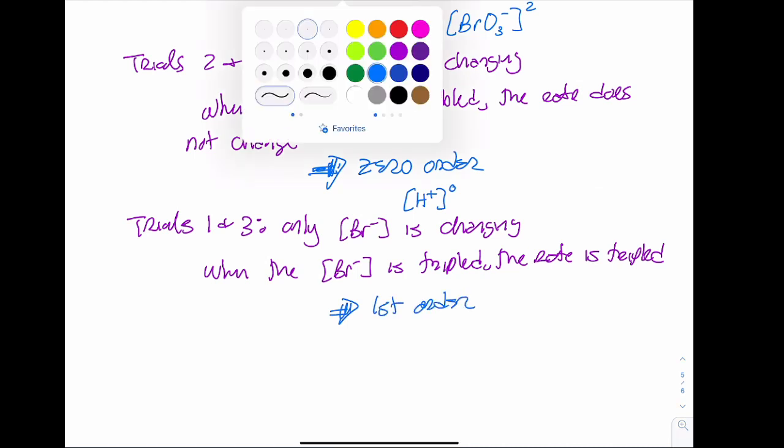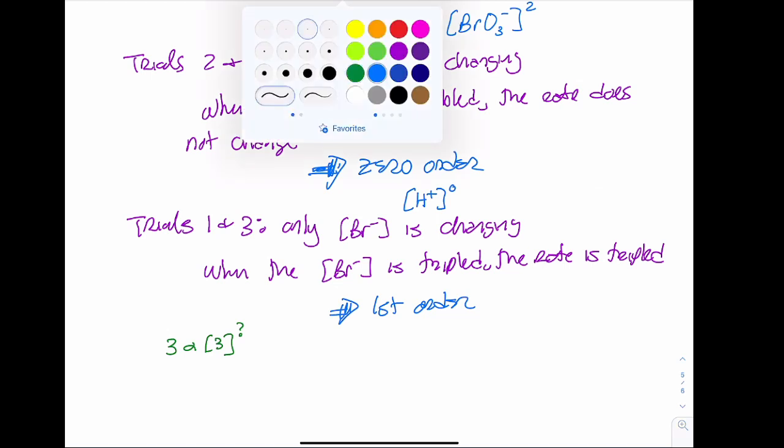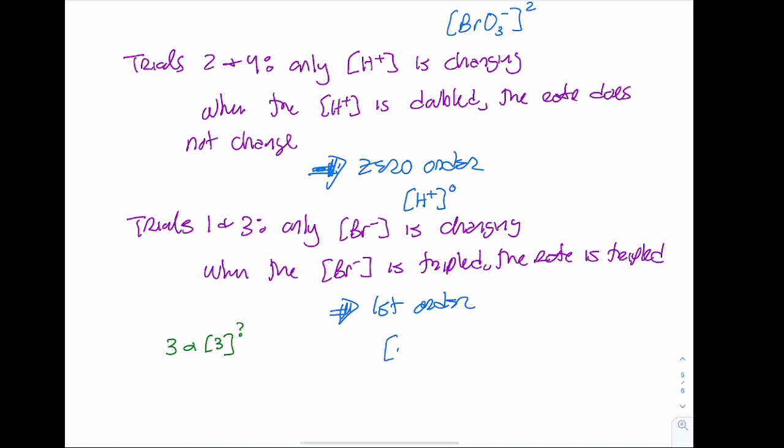If you didn't see that right away, you could do it this way. Our rate is tripled, so that represents my rate. My concentration is tripled, so I'm going to put a 3 in there for my concentration. What exponent do I need? What am I going to raise 3 to get 3? I'm going to raise it to the first power, so it's first order. So for my concentration of bromide, I'm going to have a 1. You don't actually have to write the 1. I'm just going to for effect, but when we put this all together into our rate law, I will get rid of it later.